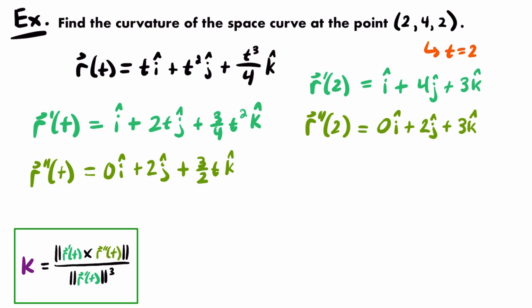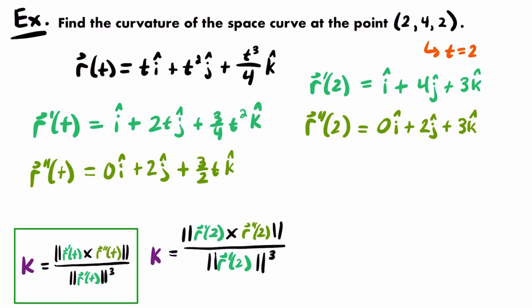Now our curvature here, the way we're going to calculate it is like this. We're going to take the magnitude of the cross product of r prime of 2 with r double prime of 2, and then divide that by the magnitude of r prime of 2 cubed. That's how we are going to calculate the curvature here, because we just need the curvature at a specific point. We don't need to work in terms of t for the entire problem. We can work with the specific vectors that correspond to that value of t.